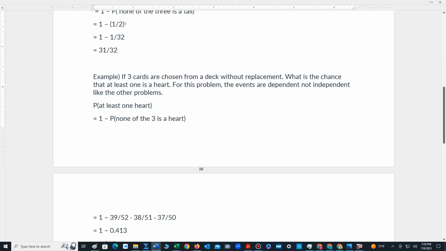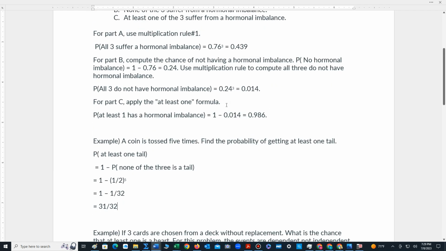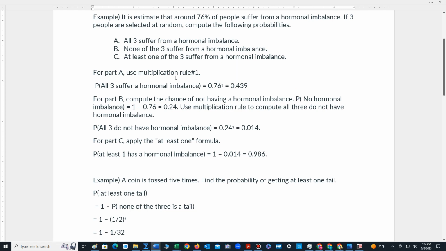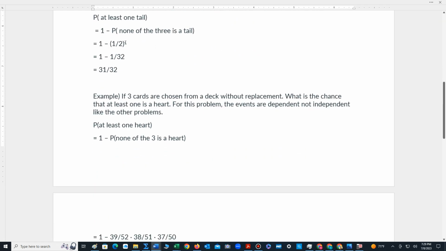And for the third example, it says if 3 cards are chosen from a deck without replacement, what is the chance that at least 1 is a heart? For this problem, we have to keep in mind that these events are dependent. In these previous 2 examples, the events were independent. That's why the probability was the same for each trial, and why we used the power to calculate the probabilities.